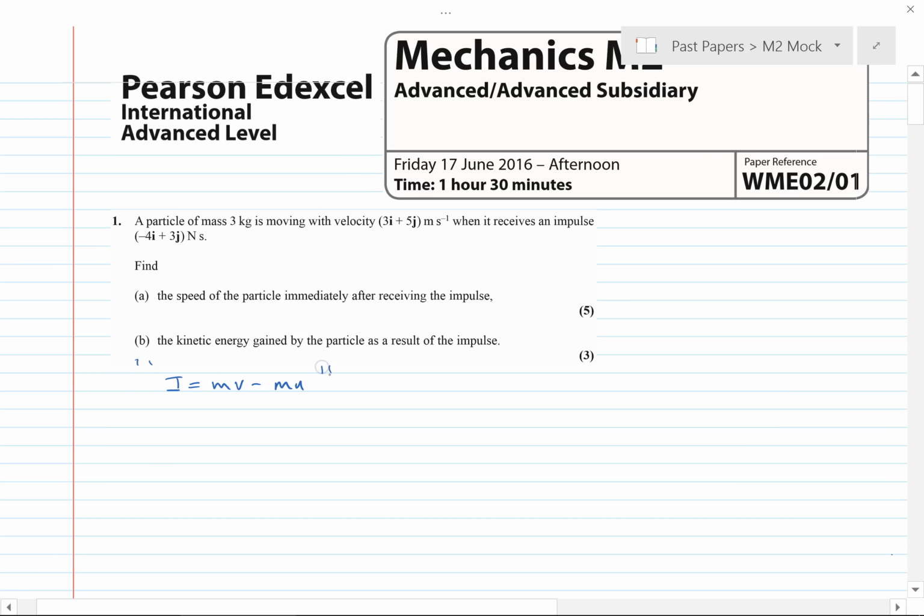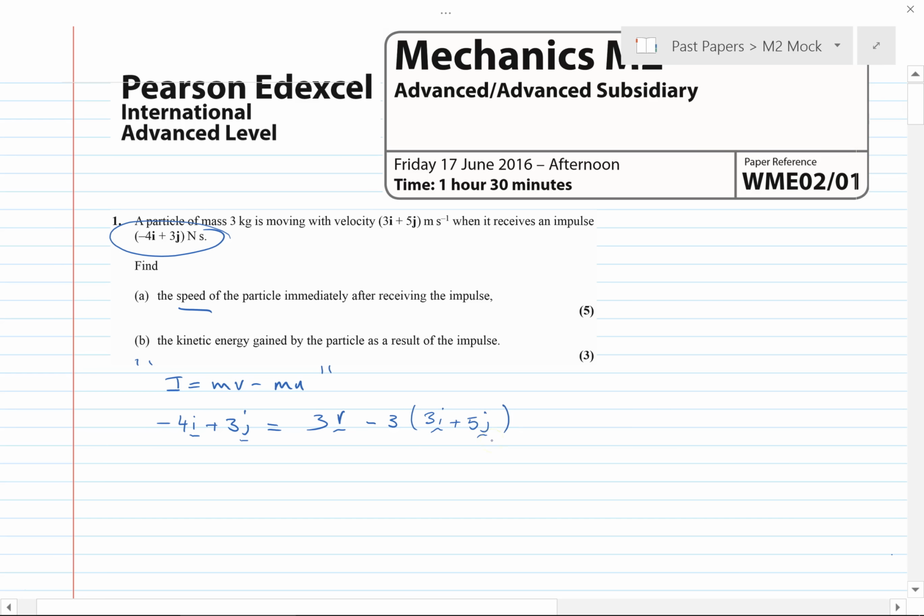Impulse is change in momentum, which we can quote as a formula like that. We're given the impulse it receives, so it's minus 4i plus 3j. We know the mass is 3. And we're being asked for the speed, so we need to first find the velocity. So 3v minus 3 times the initial velocity, which is given there. That's 3i plus 5j.